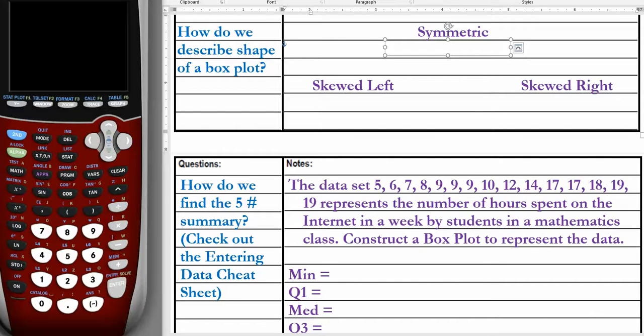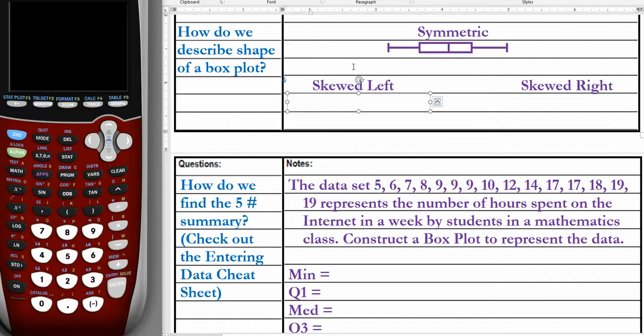I just want to demonstrate what the different shapes look like. So just taking a peek at this, this is going to be a symmetric graph. It looks fairly balanced. Remember, it doesn't have to be perfect. It just has to look fairly balanced in order to meet that criteria.